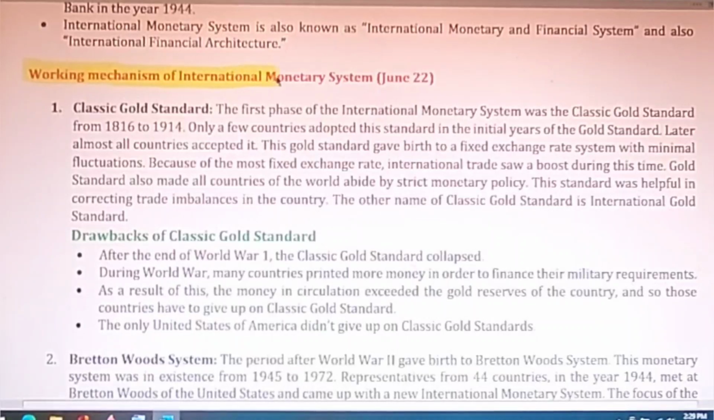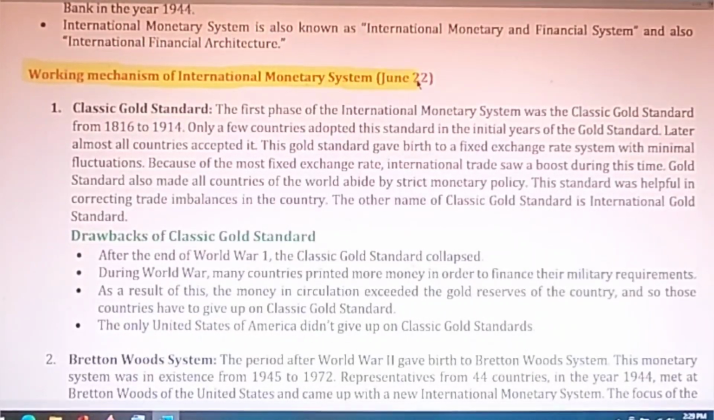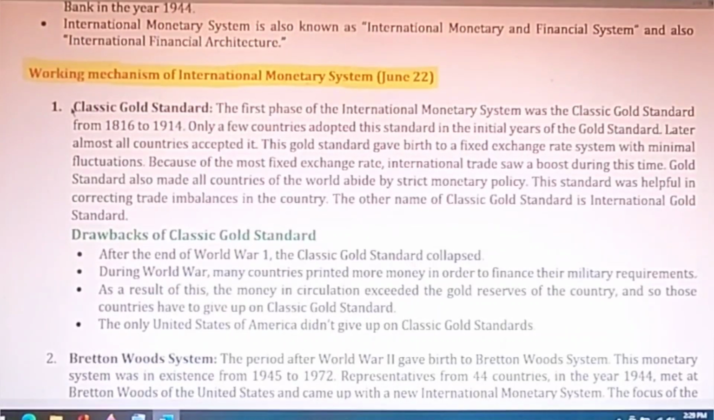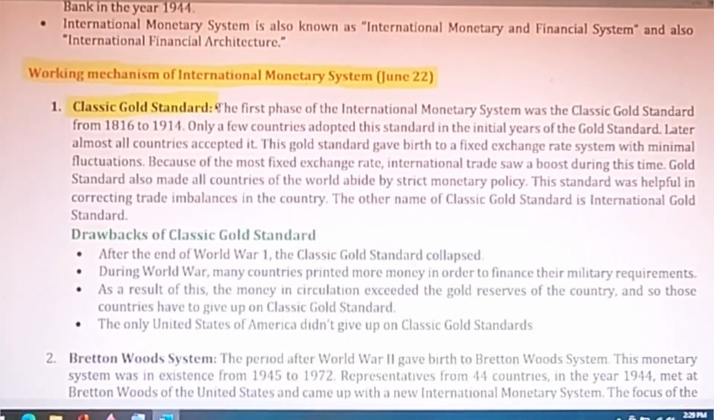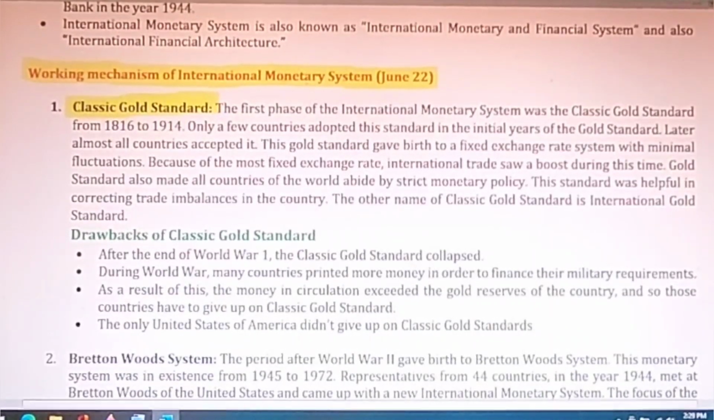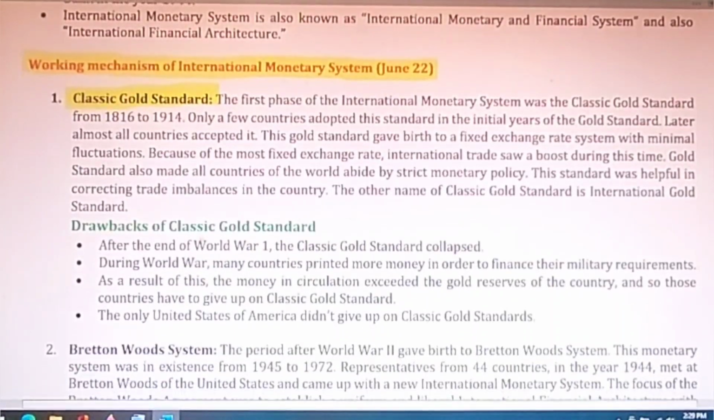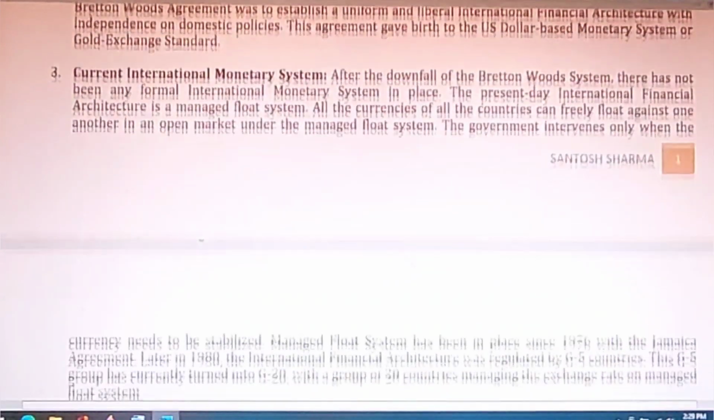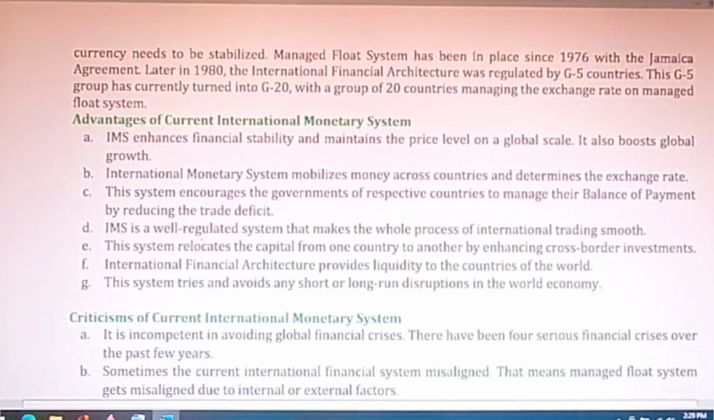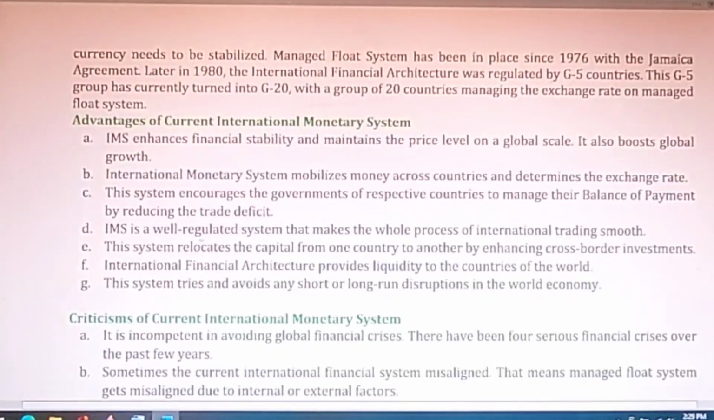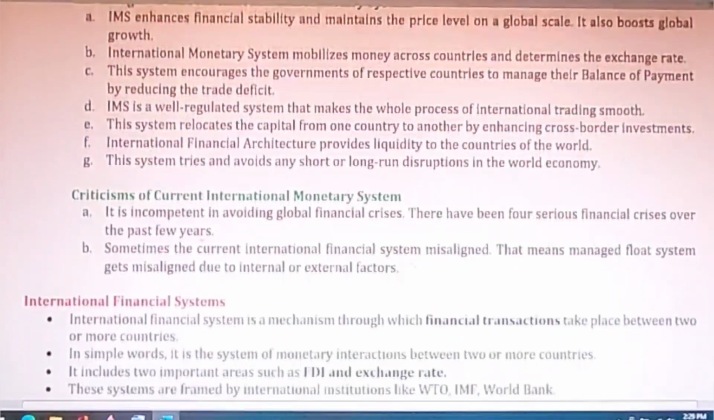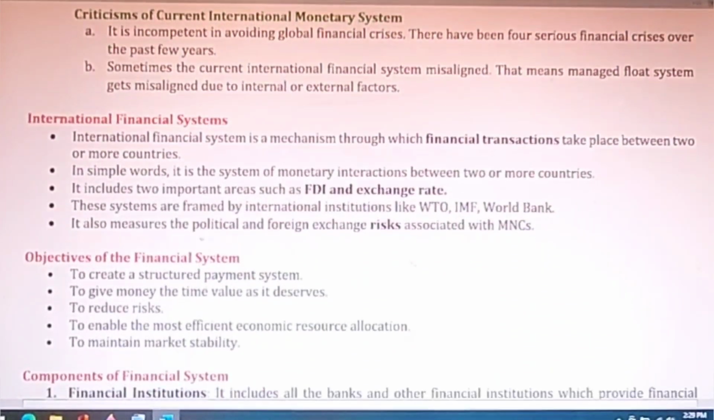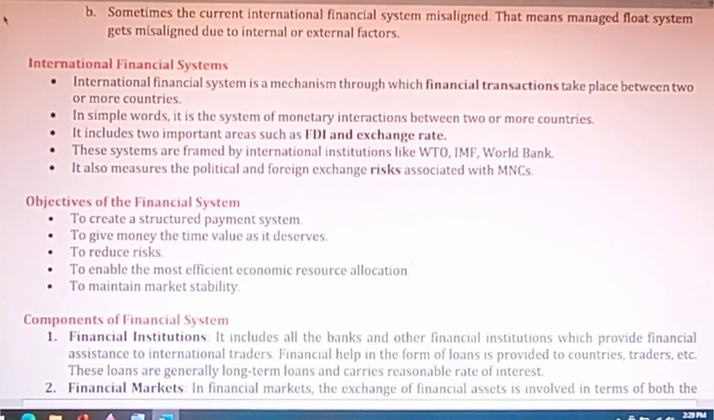Working mechanism of International Monetary System. This question also appeared in June 2022, especially this one, classical gold standard. I have also explained these concepts in my previous videos, so kindly watch all my videos because I've got a complete playlist of all the subjects of MCOM first year and second year on my channel. Now let's start with this.